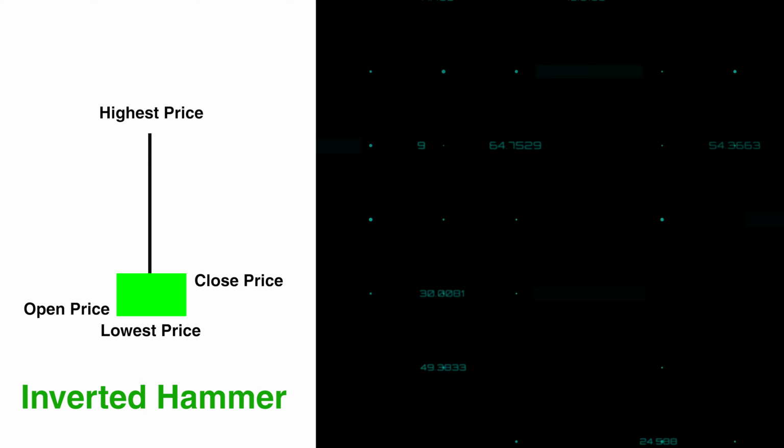Now let's talk about how to actually trade this pattern in a way that can generate consistent profits. First, you must identify a clear downtrend. Not a sideways market, not a random fluctuation, but a proper sequence of lower highs and lower lows. The stronger the downtrend, the more meaningful the inverted hammer becomes.